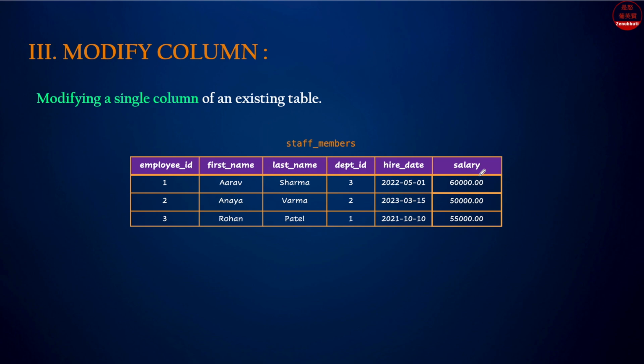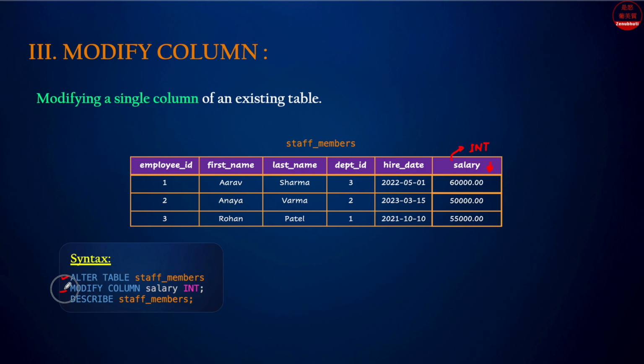Consider this is your table and the salary column is holding decimal values. Now you want to modify that to an integer. We'll see how to achieve this. This is your syntax. In the first line you always write ALTER TABLE and your table name. In the second line you say MODIFY COLUMN, because you want to modify that column. You write its name, salary is your column name, and then what you want to change. You want to make it integer from decimal, right? That's why you are writing the INTEGER data type.